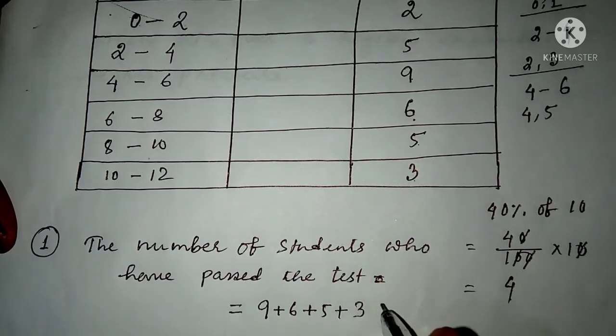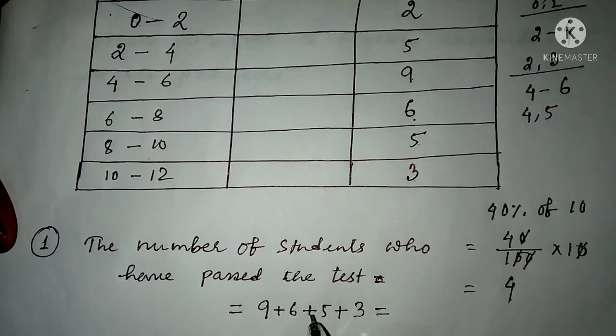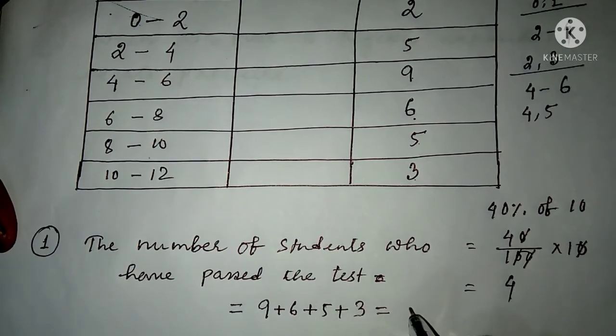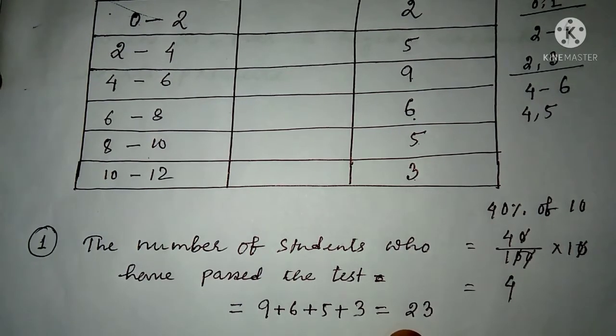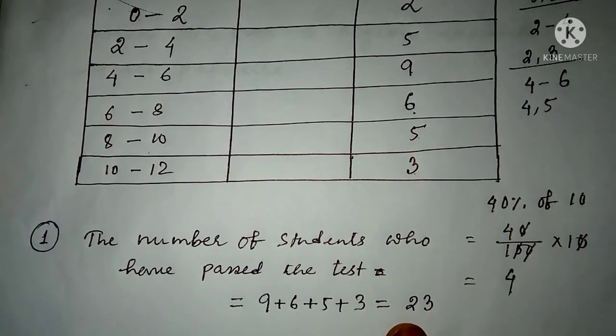Then you add all this together. 9 plus 6, that is 15. 15 plus 5, 20, plus 3, that is 23. That means out of 30, 23 students have passed their examination. So this is our answer to the first question. Hope all of you have understood. Now we'll go for the second one.